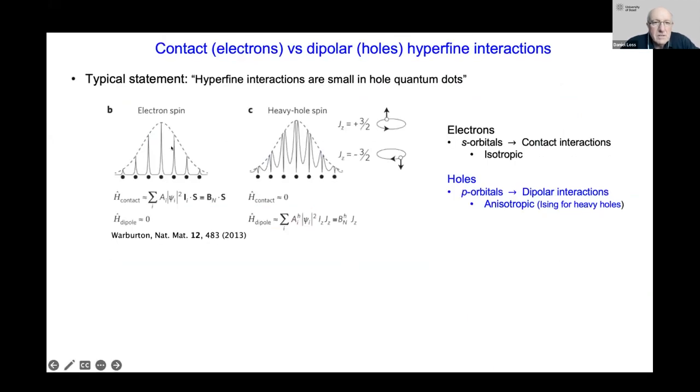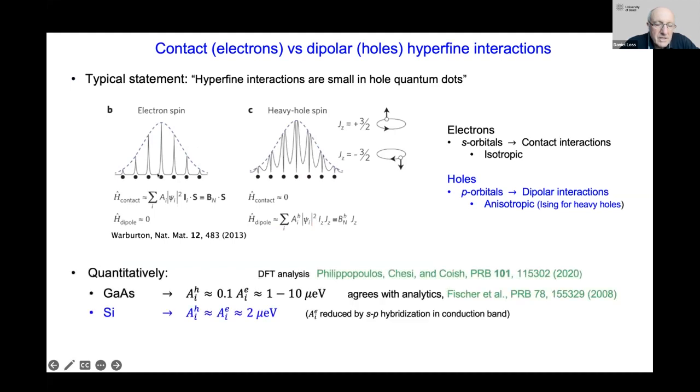Why is this so? Here, very briefly, for electron spins, if you have a quantum dot with a confined electron, described by this envelope wave function here, the Bloch wave function at the site of the atoms, the black dot, is of S-wave nature, so the wave function there is qualitatively largest. This is quite different for holes, which are P-wave in nature, where at the nuclear site, the overlap of the hole with the nuclear spin is zero, so there's no contact hyperfine interaction possible for holes.